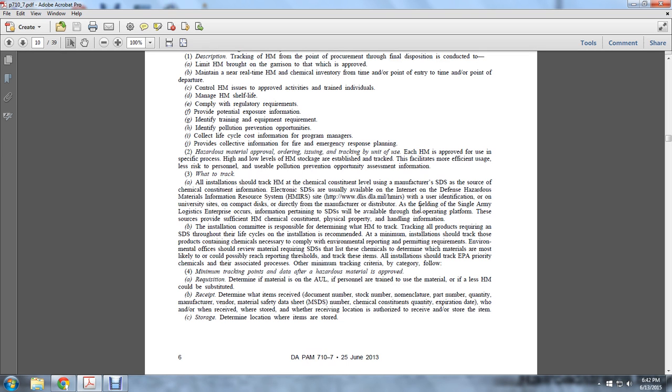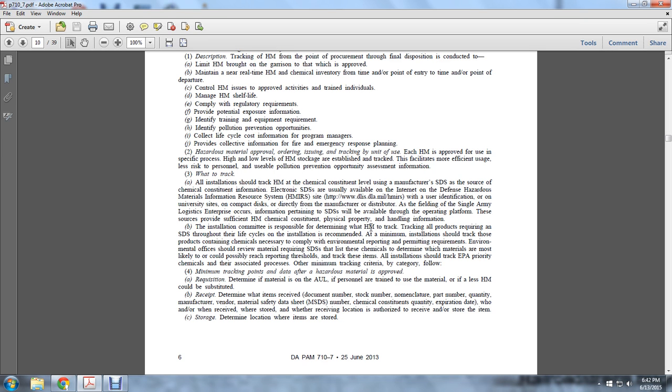As fielding of the Single Army Logistics Enterprise occurs, information pertaining to safety data sheets will be available through the operating platform. These sources provide sufficient hazardous material chemical constituent, physical property, and handling information. The installation commander is responsible for determining the hazardous material control, or which hazardous material to track.